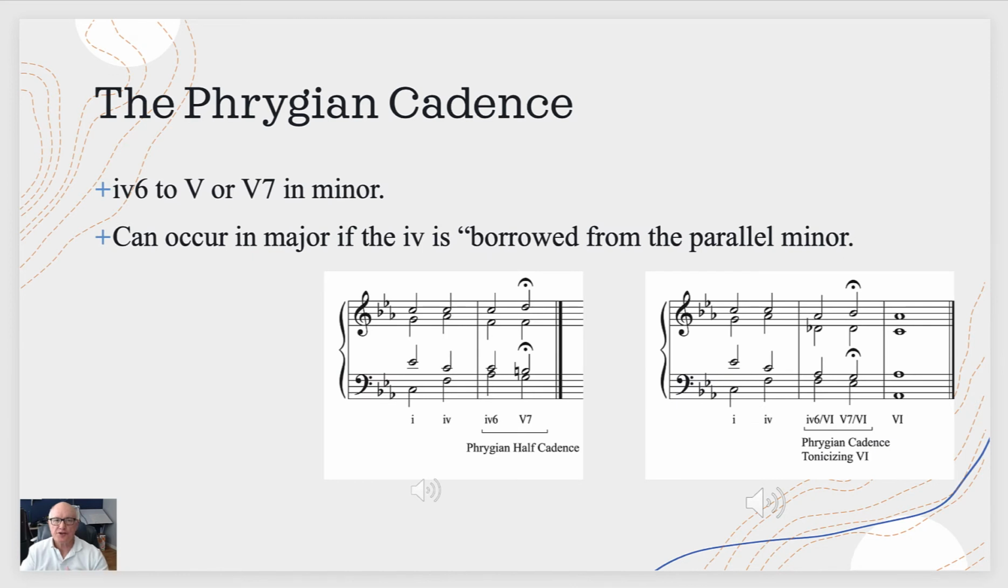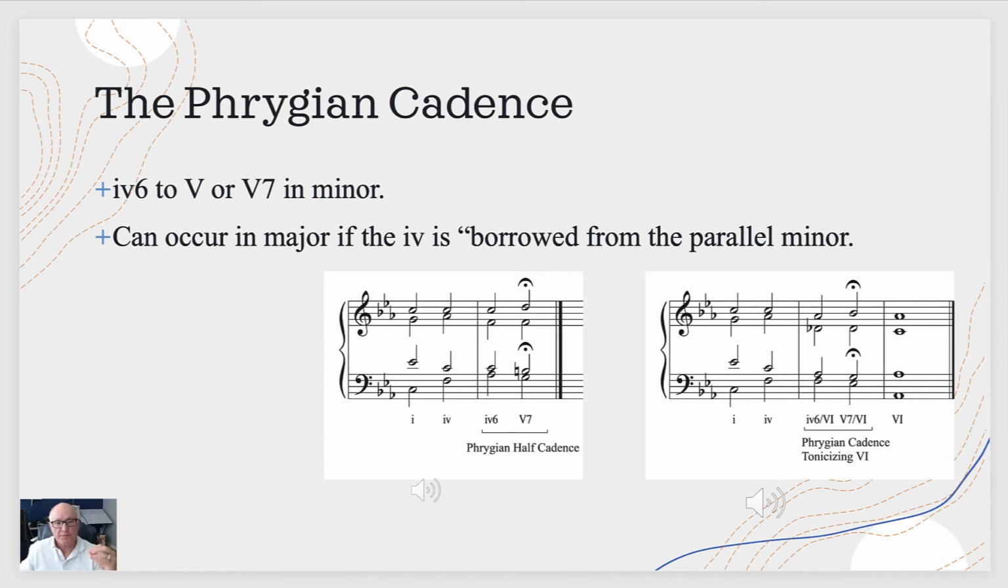The next is the Phrygian cadence, and it means 4/6, minor 4/6, that's the important distinction, to 5 or 5/7 in minor. Now you could always do it in major as well if the 4 chord is borrowed from the parallel minor. So if I'm in C major, but I borrow F minor, put it in first inversion, and then go to the 5/7 chord, I can go back to major. So composers did that a lot.